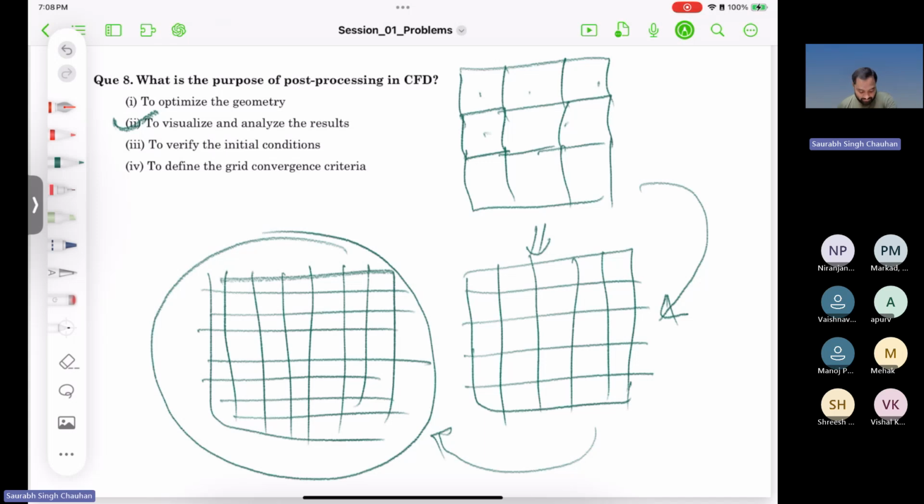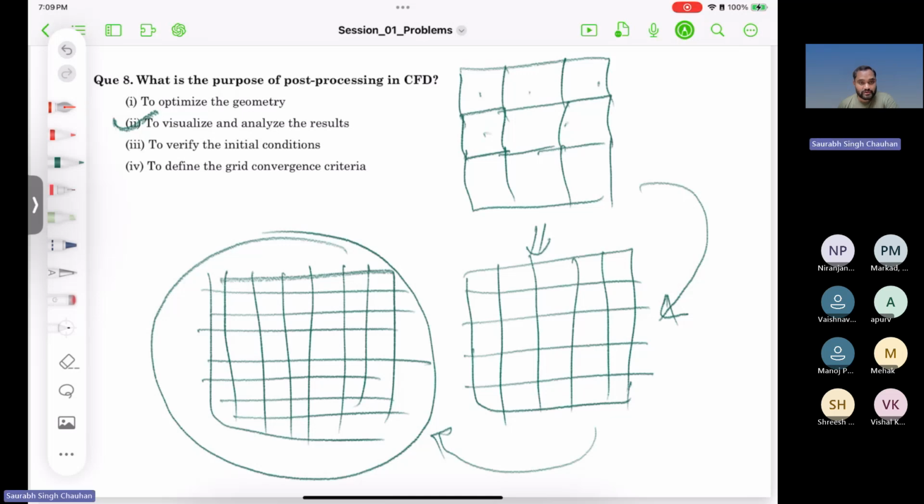But at some point, even on reducing the cell size, the result will not change much. Okay, so then we will say, okay, now results are converging with respect to the grid size. So that is very important. When you do a CFD analysis, you will have to show that your results are grid independent. That is something called grid independence test.